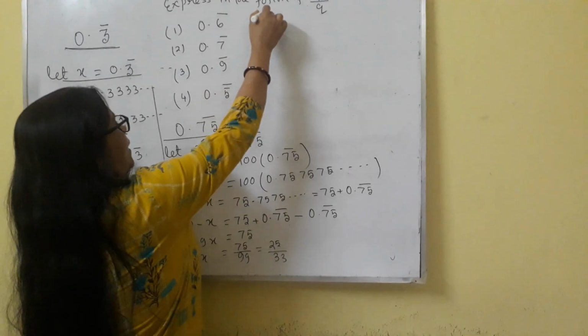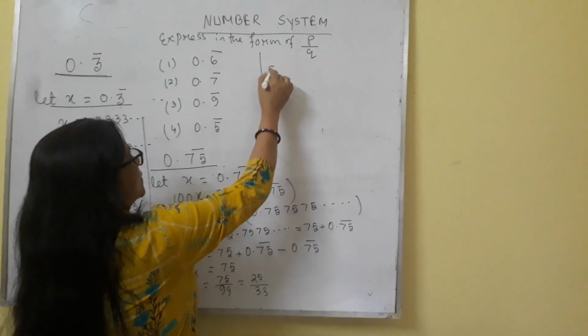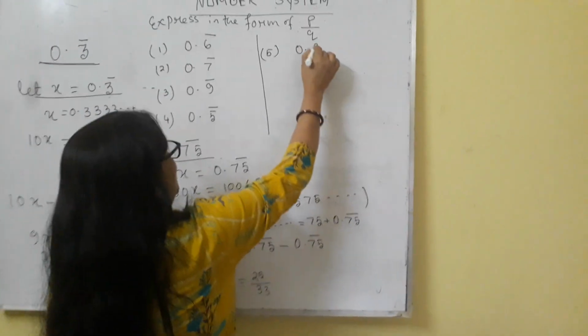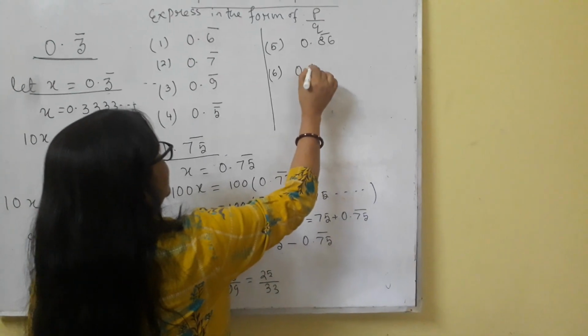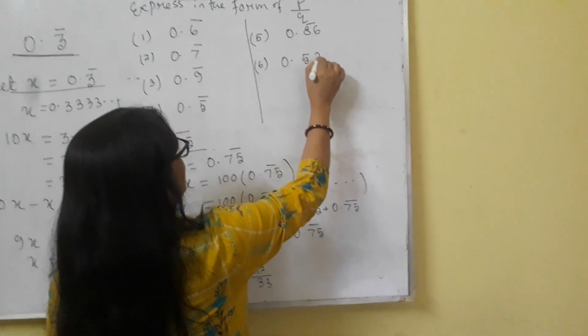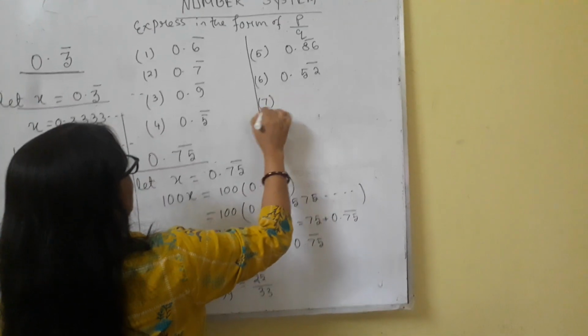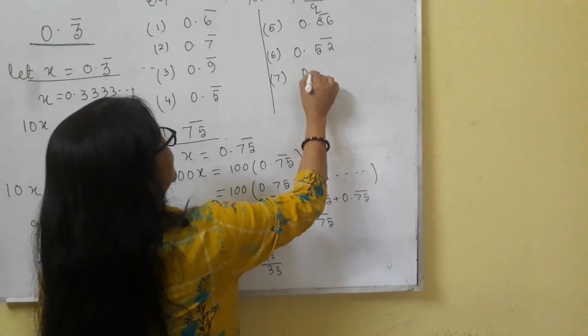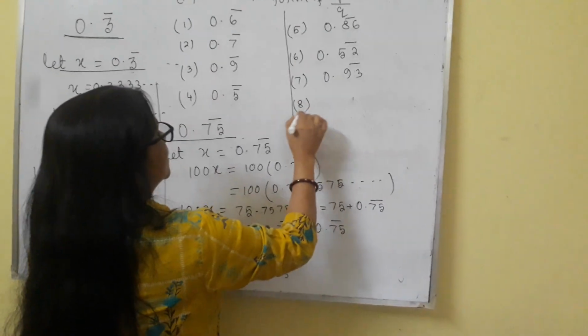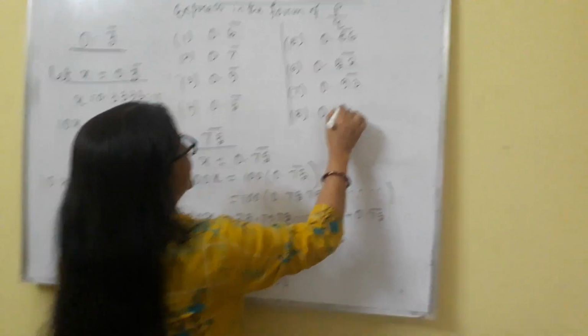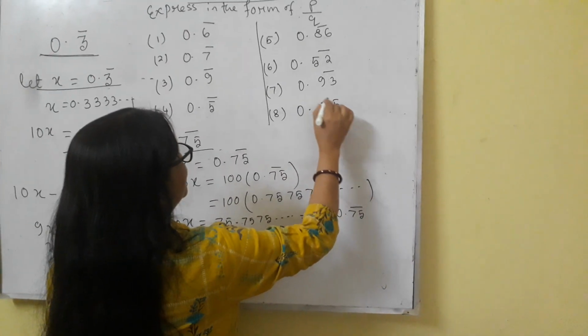In a similar way, you can solve these sums: 0.86 bar, 0.52 bar, 0.93 bar, and 0.25 bar.